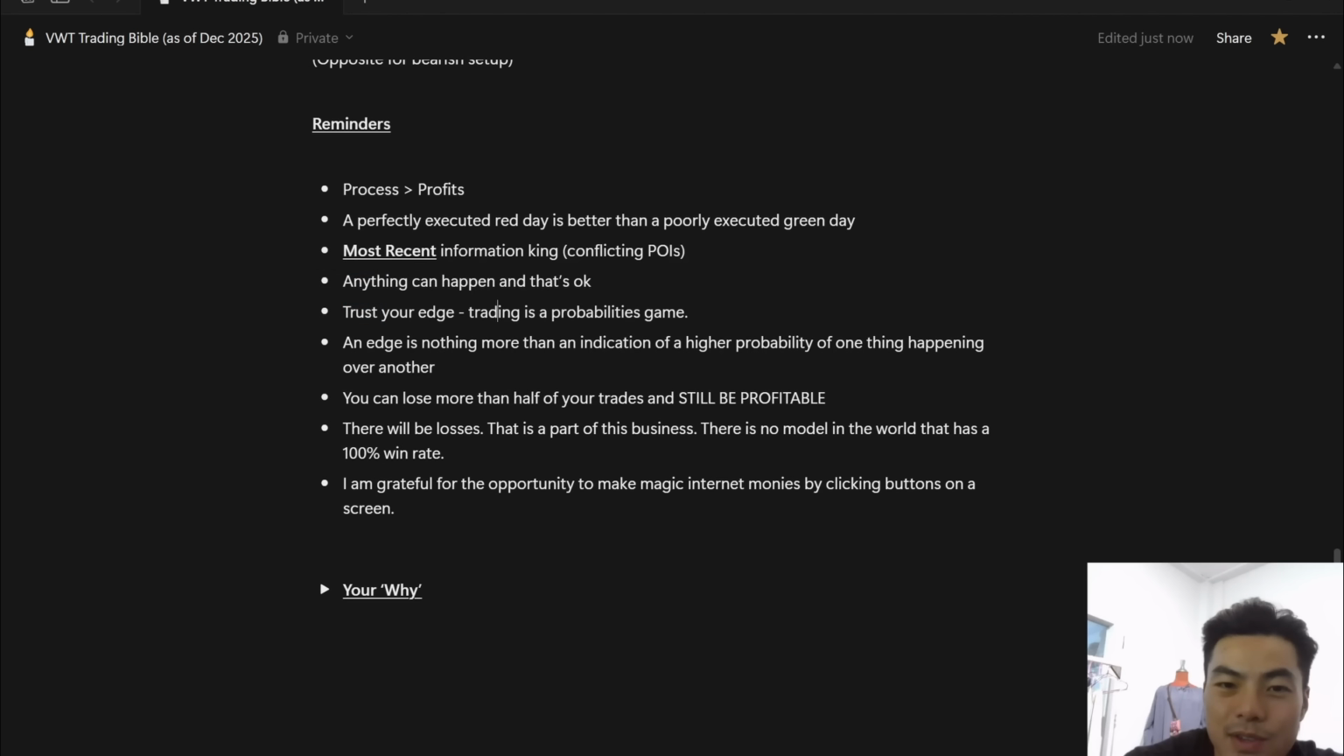You just have to trust your edge, understand that this is a probabilities game, and an edge is nothing more than an indication of a higher probability of one thing over another. And you can lose more than half your trades and still be profitable. So it's okay to lose. It's totally fine. There will be losses. It's part of the business. There is no model in the world that has 100% win rate. And lastly, just be grateful for the opportunity to make magic internet monies by clicking buttons on a screen. It's a pretty crazy world that we live in, and yeah, we should be grateful and take advantage of that opportunity.